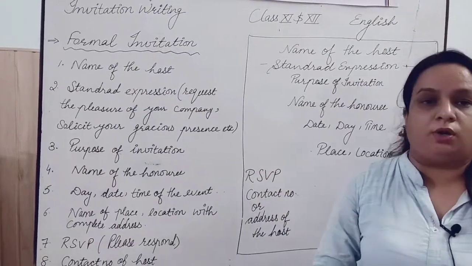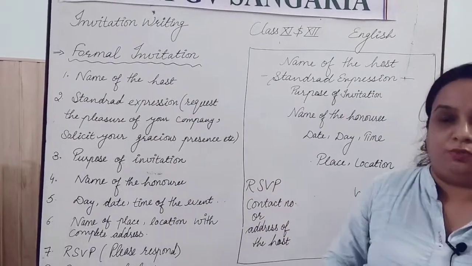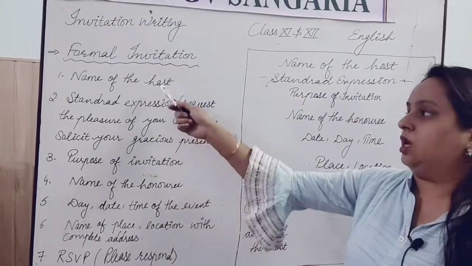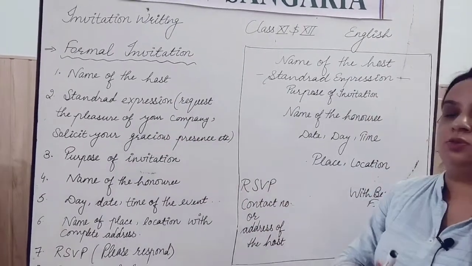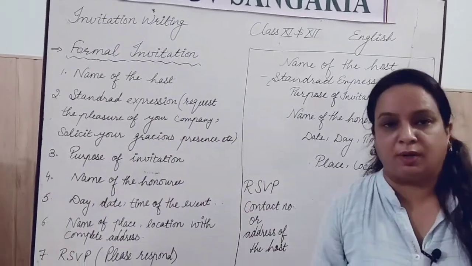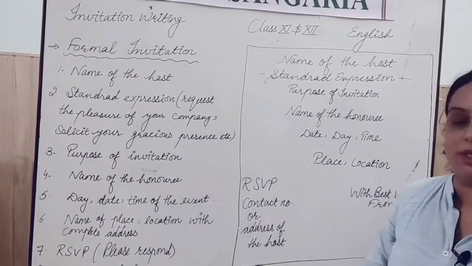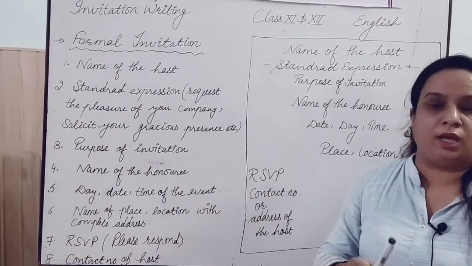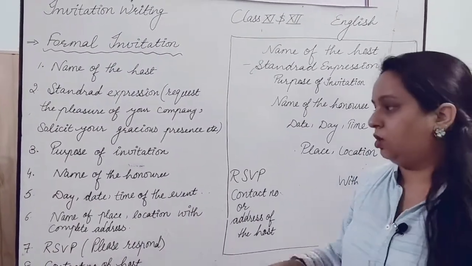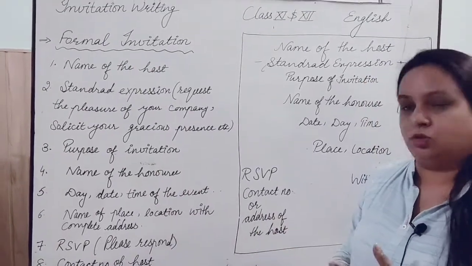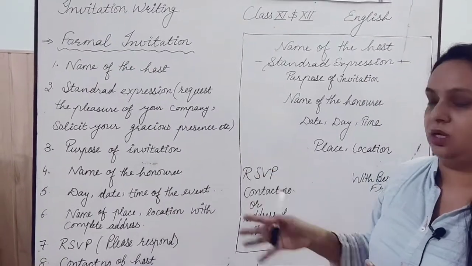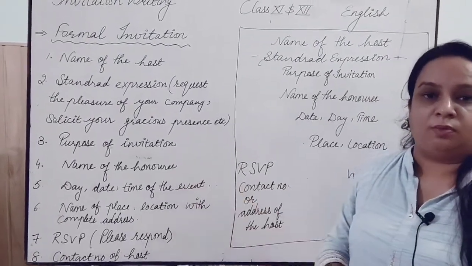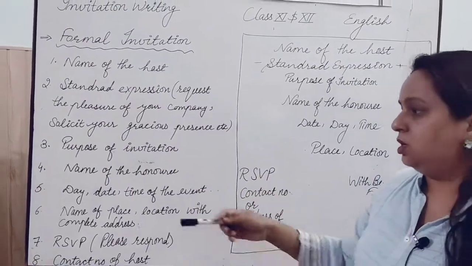Format of the formal invitation. First you have to take care of the main points which you have to include in a formal invitation. Those are the name of the host, and a standard expression, that is, request the pleasure of your company or solicit your gracious presence, etc. Next, the purpose of invitation, meaning whether you are writing this for a wedding, birthday, anniversary or something else. Name of the honoree, meaning whose marriage it is, so the name of that boy or girl should be written here. If it is a birthday celebration, the name of that particular person is given here.